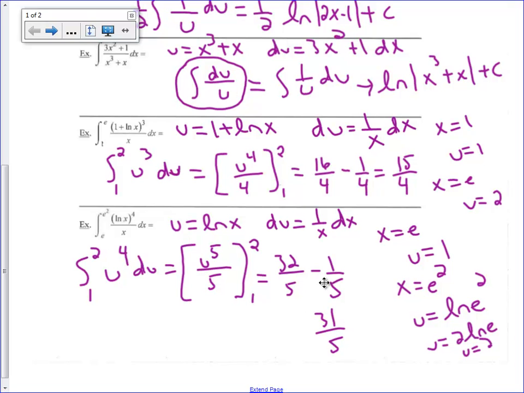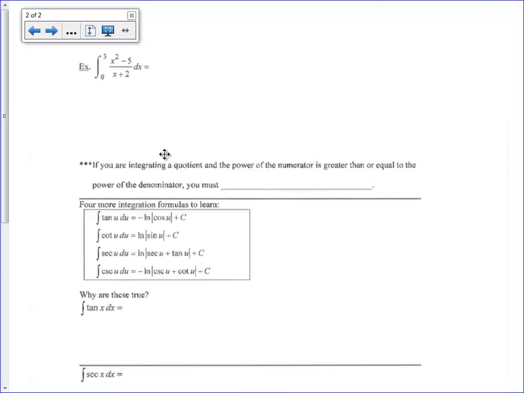Alright, so let's take a look at one where we have a fraction, we don't have something in parentheses raised to the power, and it's a little backwards. The denominator is actually 1 degree smaller than the numerator. If that ever happens, you are going to need to divide this fraction out using algebra before you integrate.